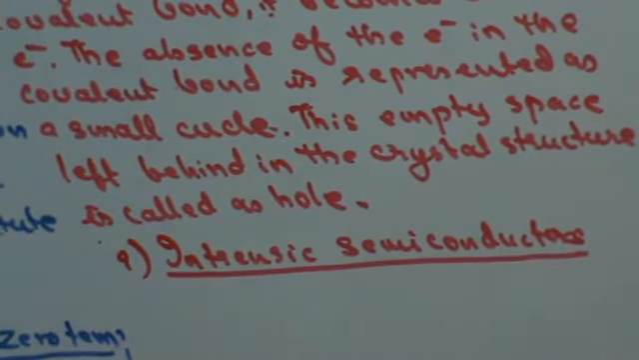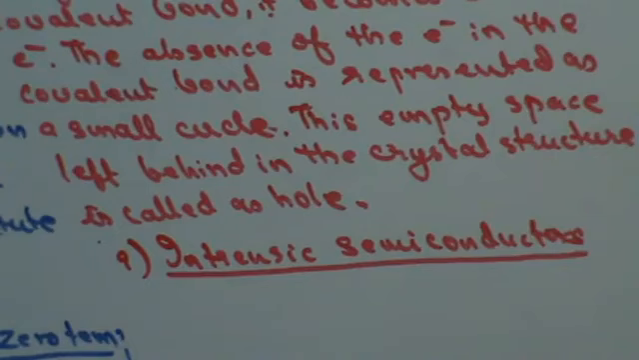What do we understand by intrinsic semiconductors? There are certain substances which have their resistivity between conductors and insulators. Such substances are called semiconductors. The most frequently used semiconductors in electronics are silicon and germanium.